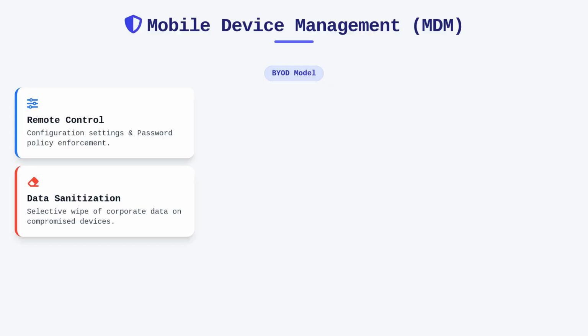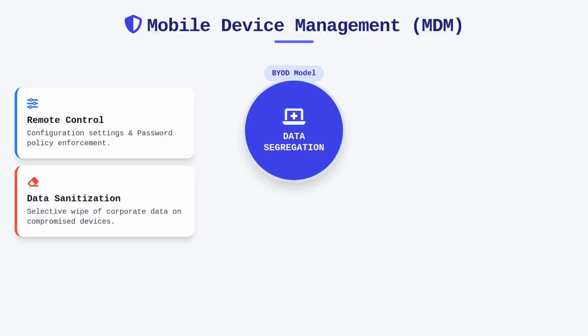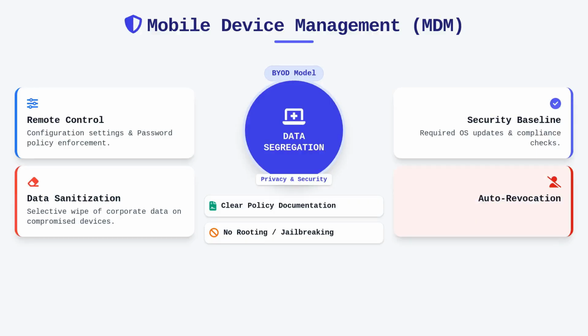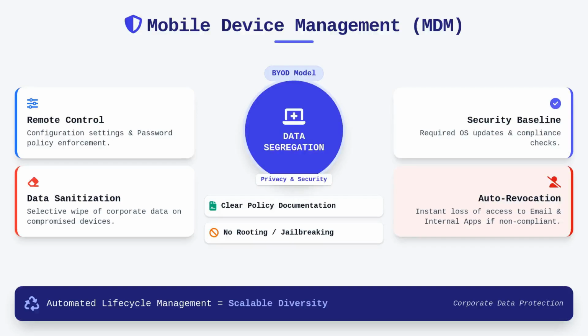In a bring-your-own-device model, the challenge shifts toward segregating personal applications and data from the work-managed environment to protect privacy while maintaining security posture. Policy enforcement in this context requires clear documentation that outlines the user's responsibilities, such as required operating system updates and the prohibition of rooting or jailbreaking devices. If a managed device does not meet the specified security baseline, the MDM agent should automatically revoke its access to corporate resources like email or specialized internal applications. This automated lifecycle management is the only scalable way to handle a diverse ecosystem of personally owned hardware.